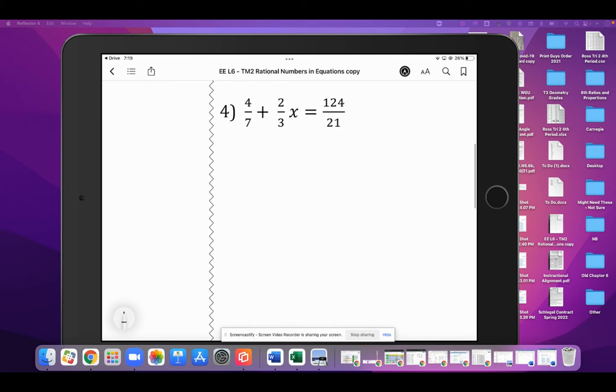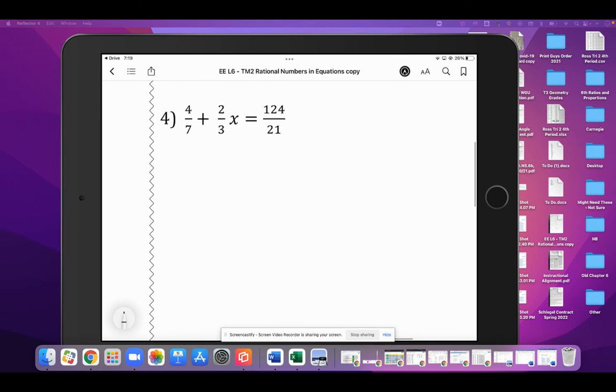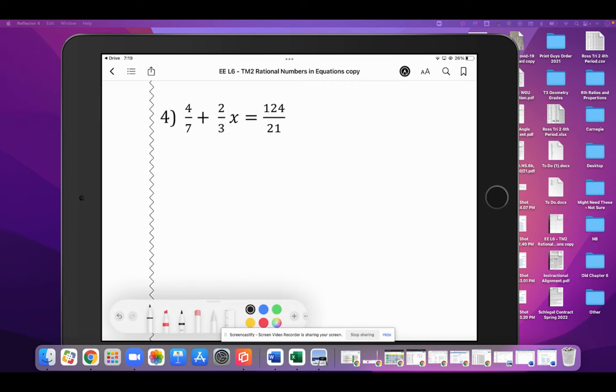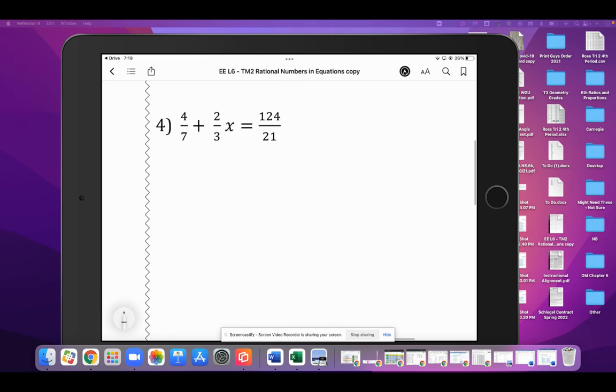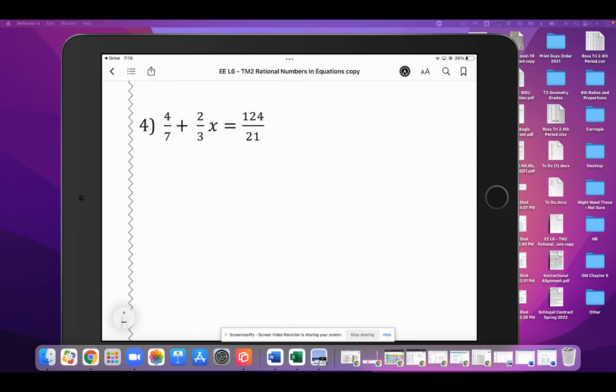Moving on to number 4. We got one here that's kind of nasty. We have denominators of 7, 3, and 21. So I will tell you right now, 7 and 3 both go into 21. But if I didn't see that, and I couldn't figure out that 21 was a common denominator, I could multiply 7 by 3 by 21. I don't even know what that's going to be. I see that 7 times 3 times 21 is 441.